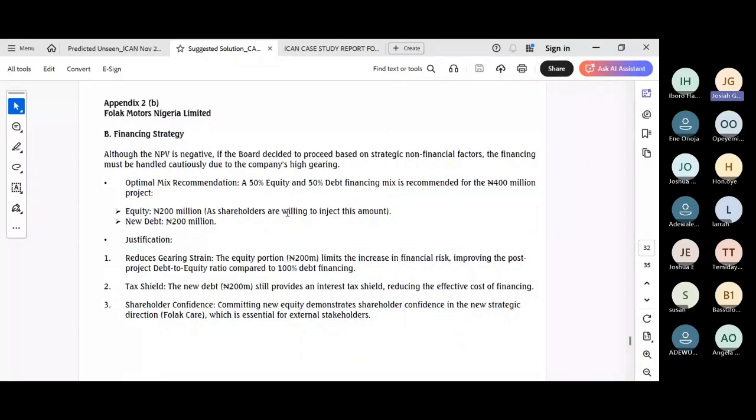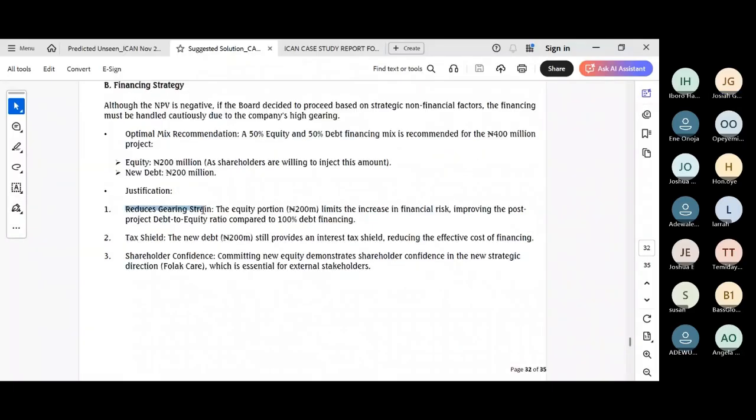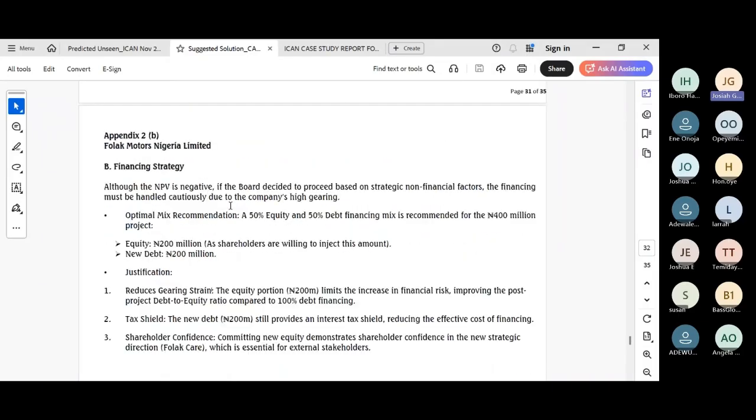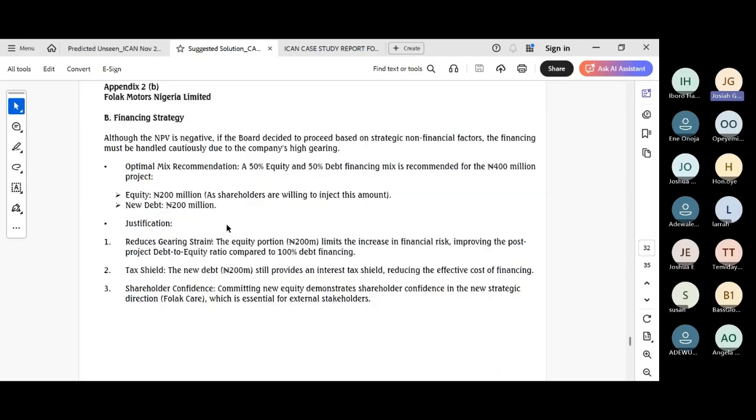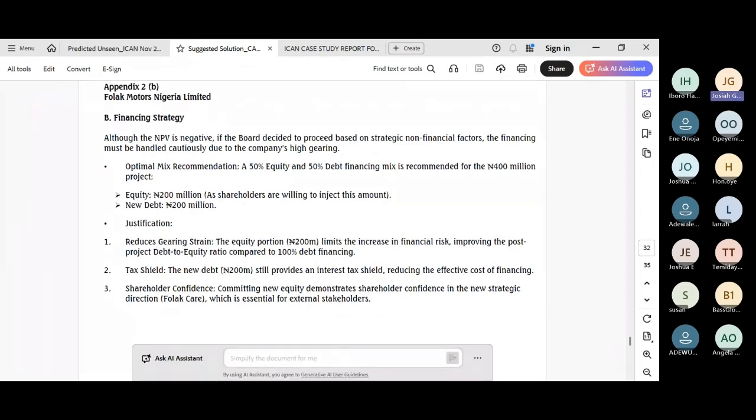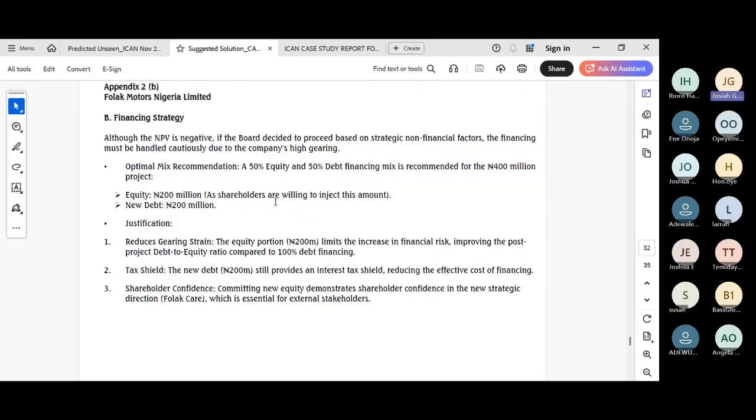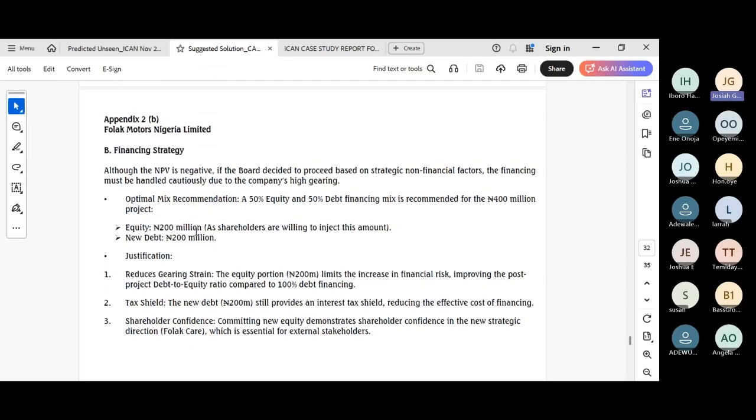And the justification is that it reduces gearing strain. Somebody may be asking, why are you making this recommendation in the appendices? You are doing the computations here so that your discussions will be reduced and you don't have too many numbers in your discussion. That's why we are doing this. This is very important. You are providing this so that you don't have too many numbers in your write-up.